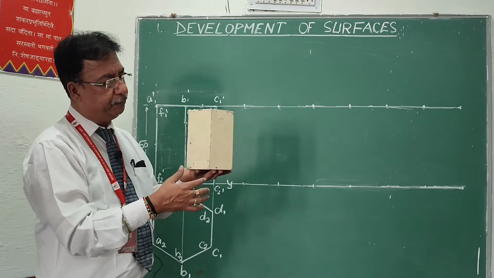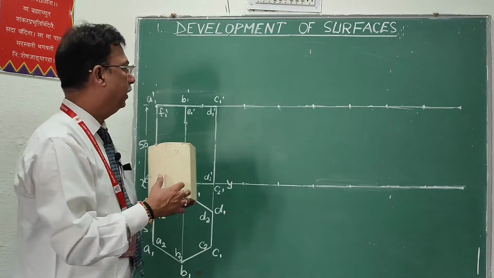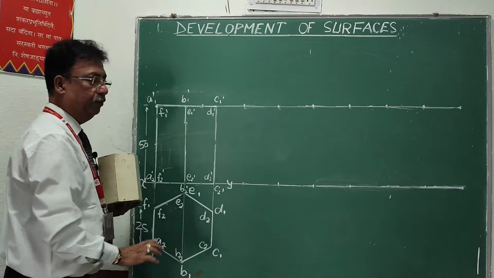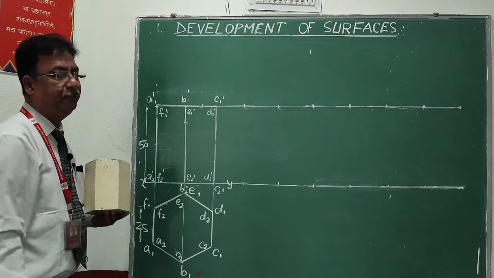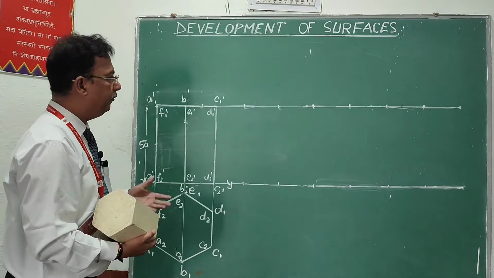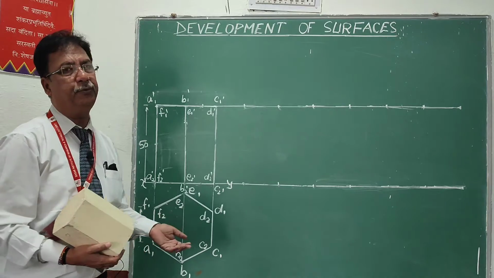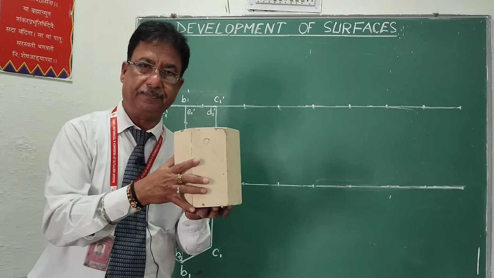If you look at the front view, it will be a rectangle. This is the front view. Height will be 50 mm. I have taken the height 50 mm and the base side 25 mm. So initially we have drawn the top view and the front view of the given solid.